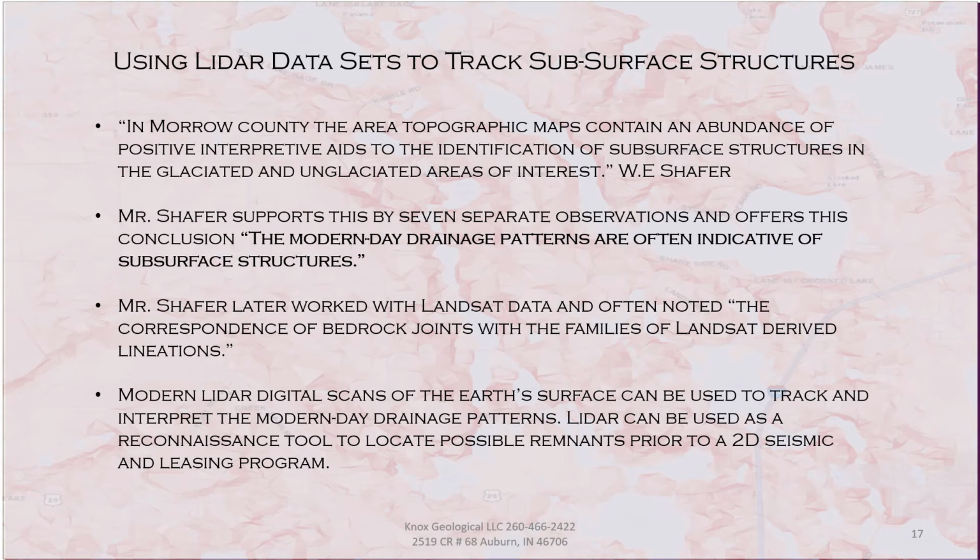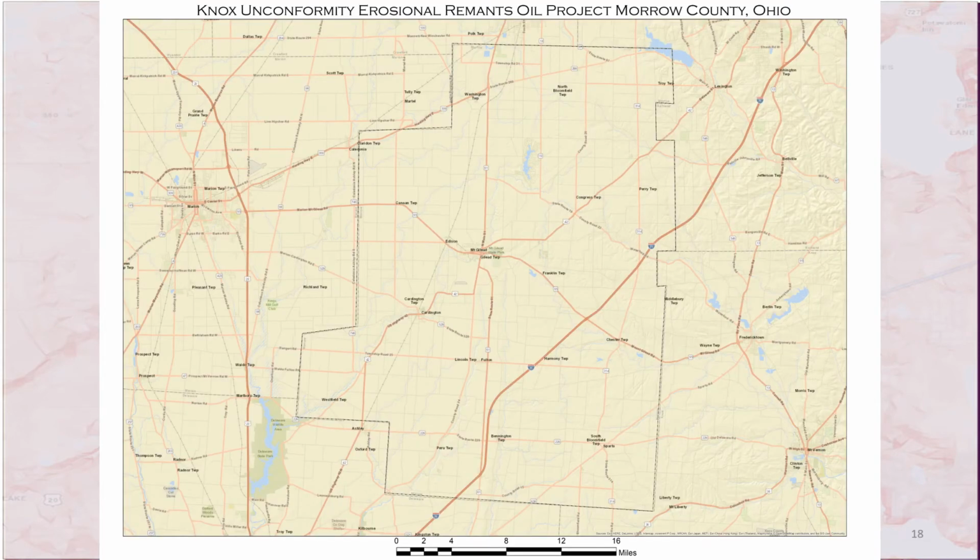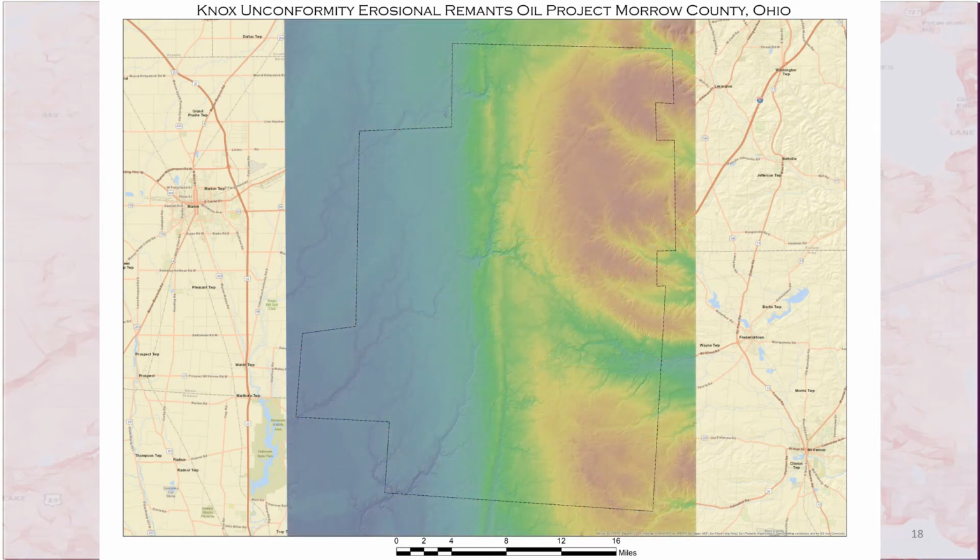Modern LIDAR digital scans of the Earth's surface can be used to track and interpret the modern-day drainage patterns. LIDAR can be used as a reconnaissance tool to locate possible remnants prior to a 2D seismic and leasing program. Here is our outline of Morrow County, Ohio. This is a LIDAR-derived digital elevation model of Morrow County, Ohio.